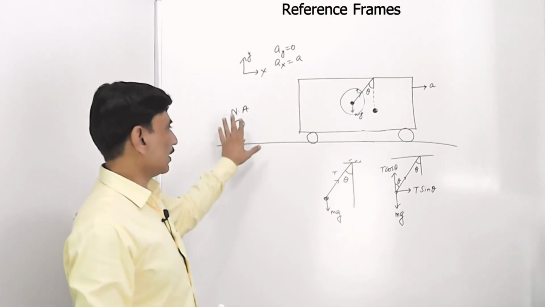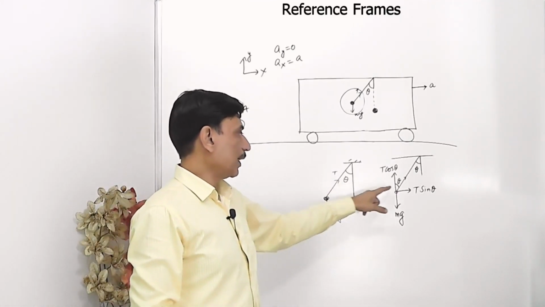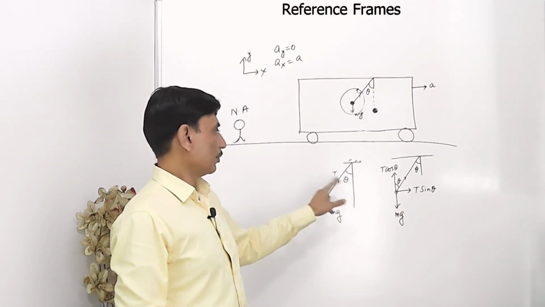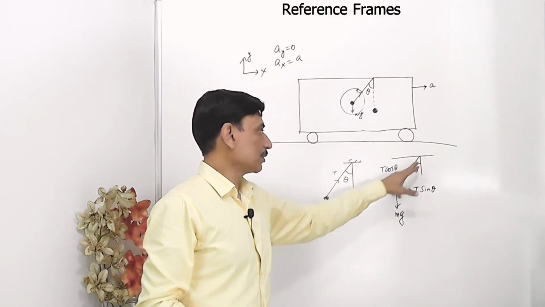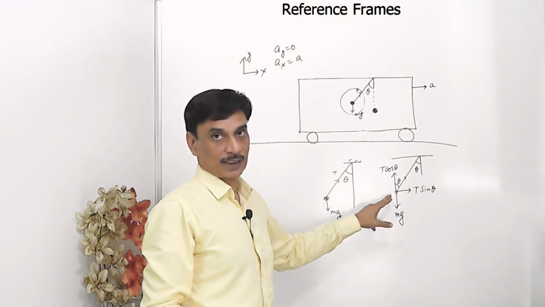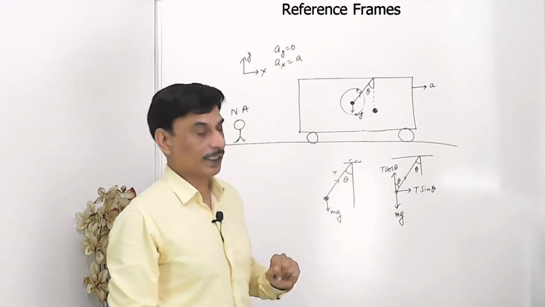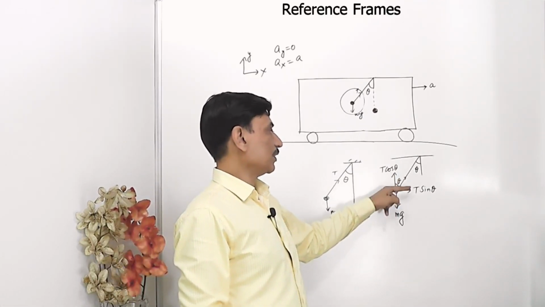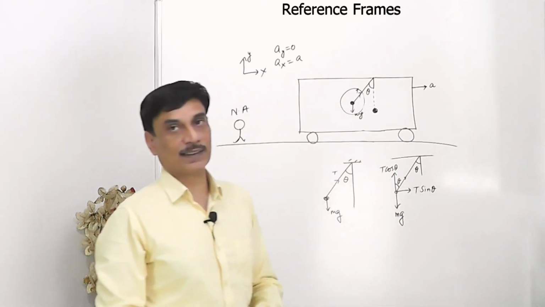So what this person does is break T into two components: one is T cos theta, the other is T sin theta. This angle is theta. We make x and y axes over here. This and this are verticals, and this is a line which cuts these two parallels, giving alternate angles. If this is theta, this is also theta. So we break T into two components: this becomes the cos component, this becomes the sin component, so this is T cos theta and this is T sin theta.